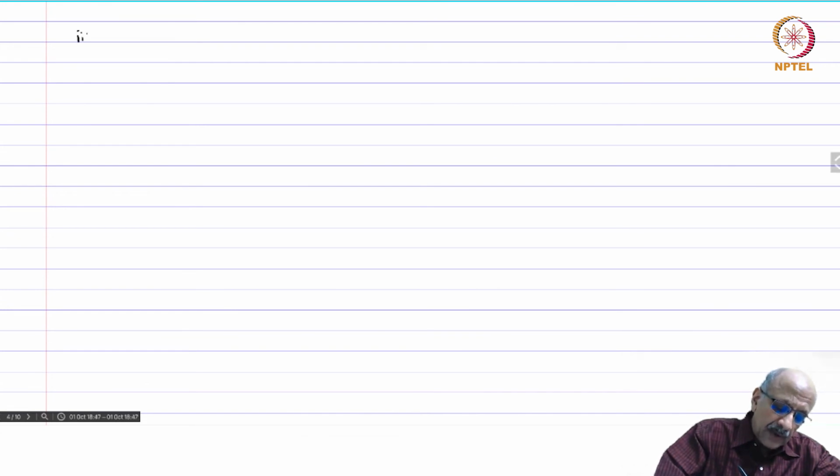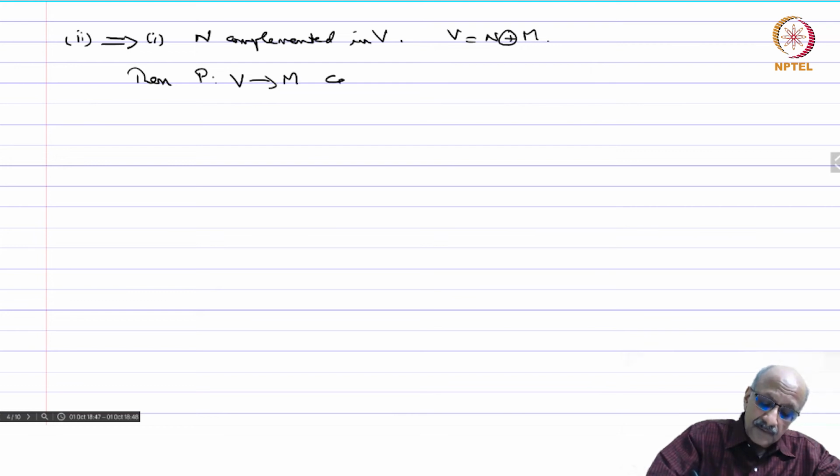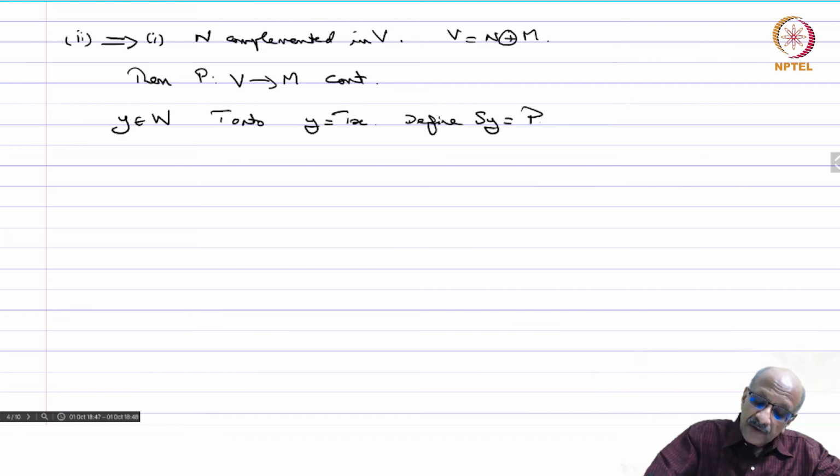Okay. Now 2 implies 1. So N is complemented in V. So let V equal N direct sum M. Then M will be closed, N is already closed. Then the projection P from V to M is continuous. We have to show that there is a right inverse, so we must define the map. So let Y belong to W, then T is onto, so Y equals some T of X. Define S of Y equals P of X.